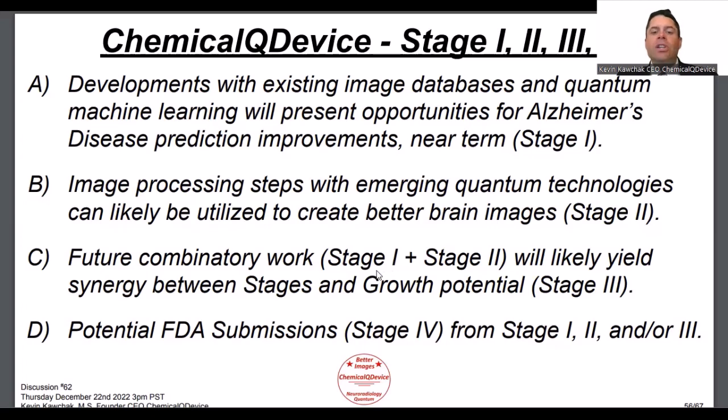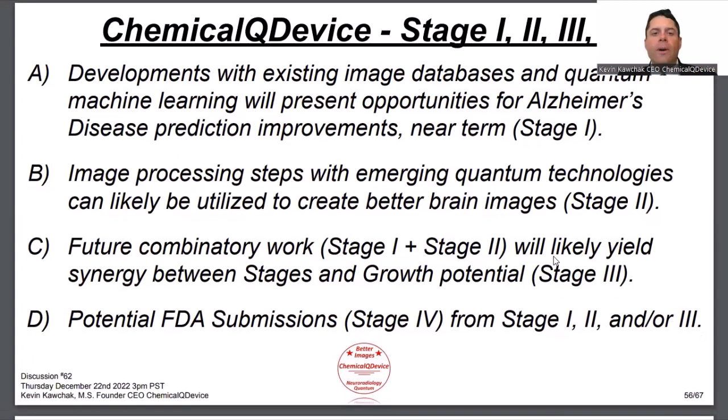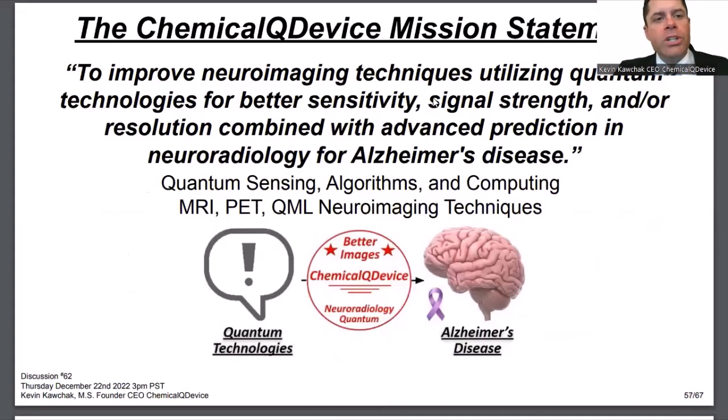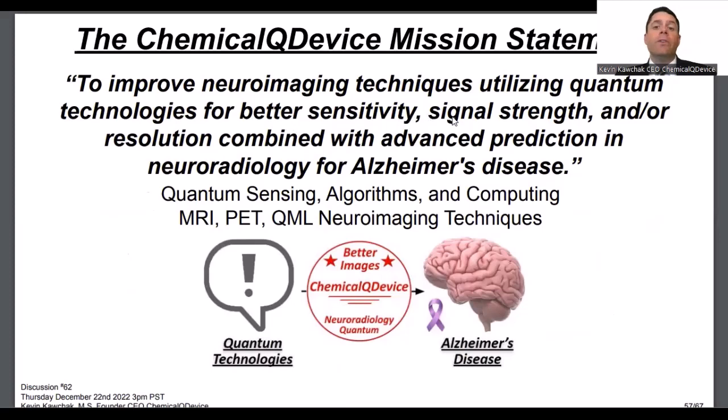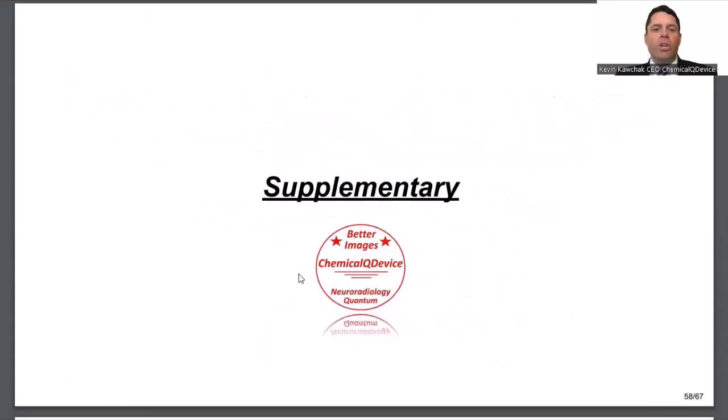And then stage C is basically combining stage 1 and stage 2, with the better prediction and the better images, to get an even better, commensurate product, or one that is synergistic. And then stage D would be for the FDA submissions. And the chemical Q device mission statement is to improve neuroimaging techniques utilizing quantum technologies for better sensitivity, signal strength, and/or resolution, combined with advanced prediction in neuroradiology for Alzheimer's disease. This includes quantum sensing, algorithms computing for MRI, PET, and QML neuroimaging techniques.